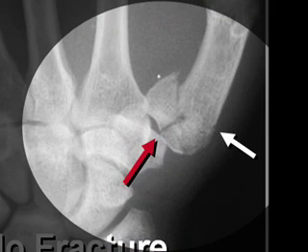You can see that the red arrow points to one of the fracture fragments and the white arrow points to another fracture line. So this is a comminuted intra-articular fracture at the base of the thumb, a Rolando fracture.